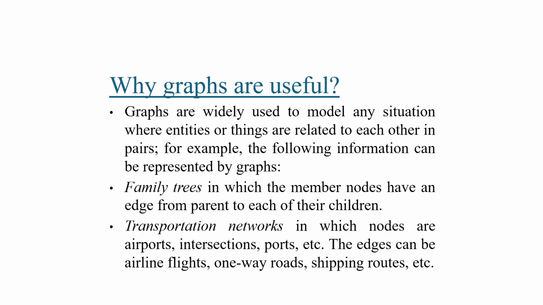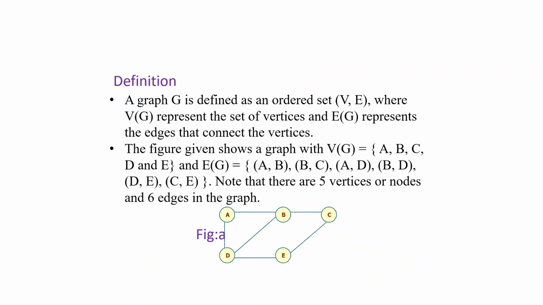In today's session, we will see what graph terminologies there are. Likewise, in trees, we have seen different terminologies, and in graphs also we have certain terminologies. We will see them one by one. Now here, a graph is defined as an ordered set (V, E), where we call them vertex and edges. The nodes are called vertices, and the connection between the nodes is called an edge.